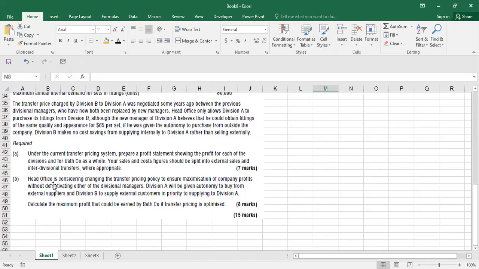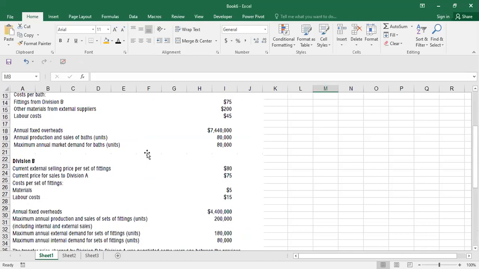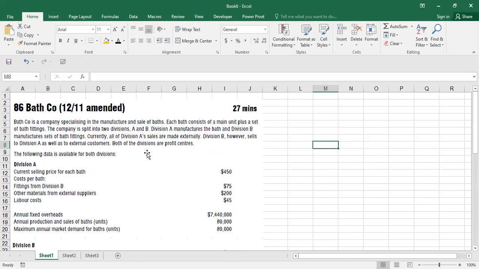And then it says that head office is considering changing the transfer pricing policy to ensure maximization of company profits without demotivating either of the divisional managers, and then calculate the maximum profit that could be earned by Bath company if transfer pricing is optimized. So we need to prepare two profit statements, one before the changes and one after the changes. So let's see what is happening.